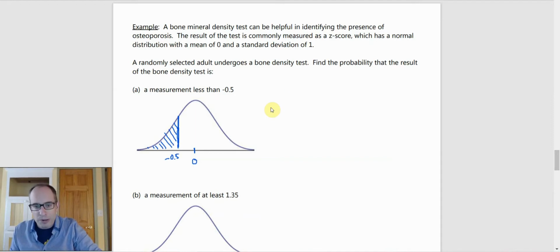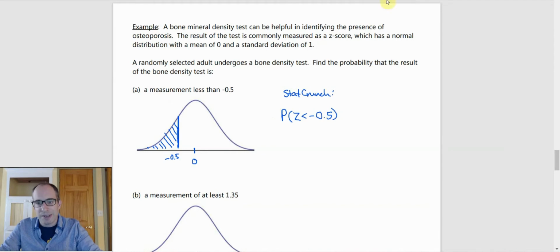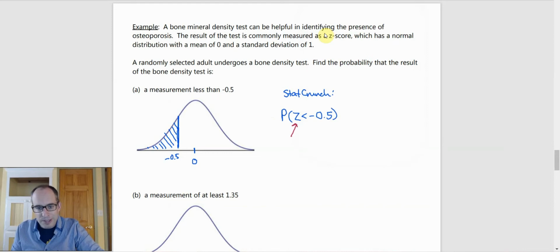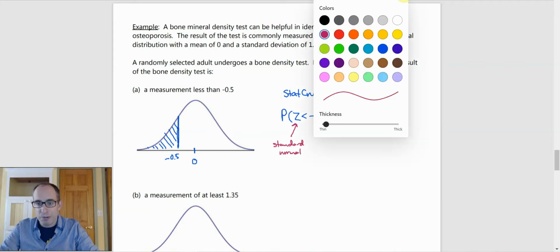So then what we're going to do is go to StatCrunch. The thing that we want is the probability that z is less than negative 0.5. Right? And I used z because that's a standard normal. So I can write that in here. Let's put an arrow at that z and say that's because it's standard normal. All right. And then the next step is just go to StatCrunch and adjust the cutoffs and things.